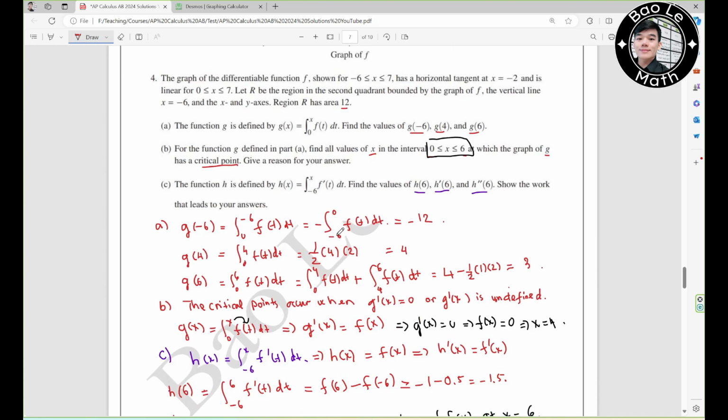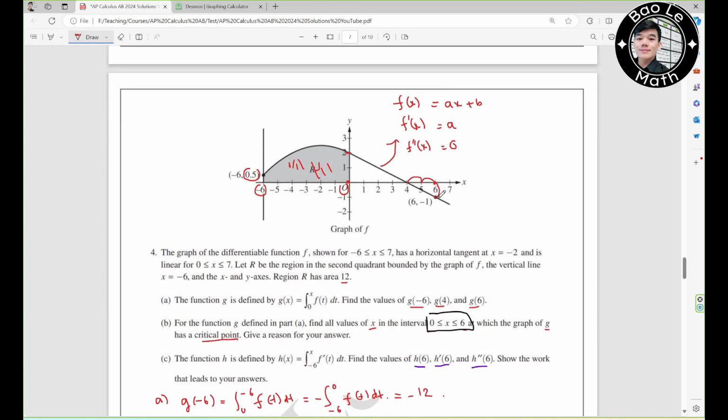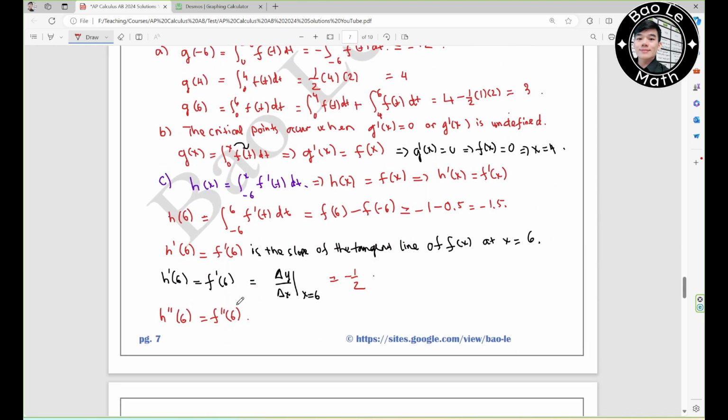Alright, so go back over here. This is a linear function. So the second derivative equals 0, because this is a straight line in the interval 0 to 7.